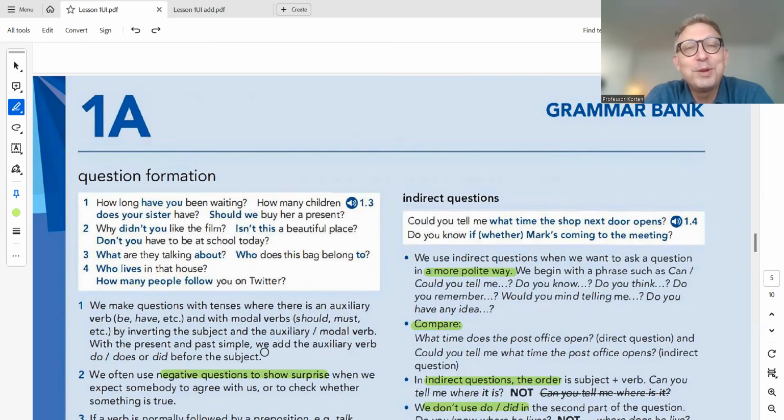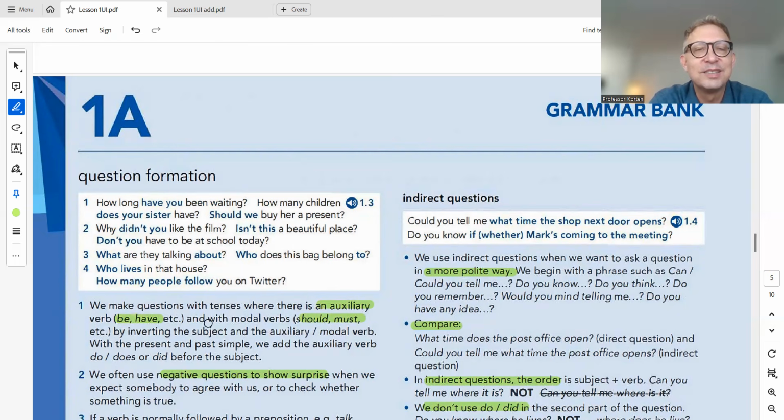How long have you been waiting? Now, if you want to repeat after me to improve your accent or pronunciation, you can go ahead and do that. How many children does your sister have? Should we buy her a present? All right, so if we move to number 2, so that's a standard sort of, you can see here, we're using auxiliary verbs, be and have, with modal verbs, should and must.